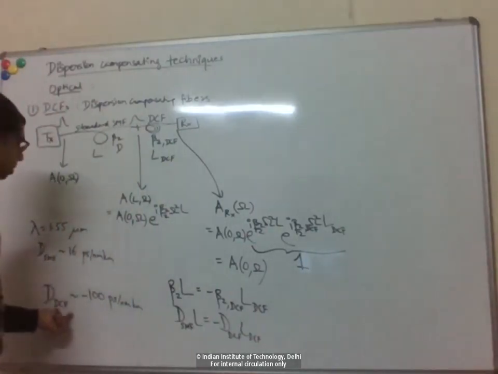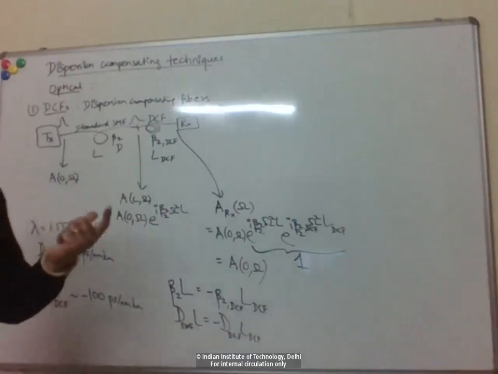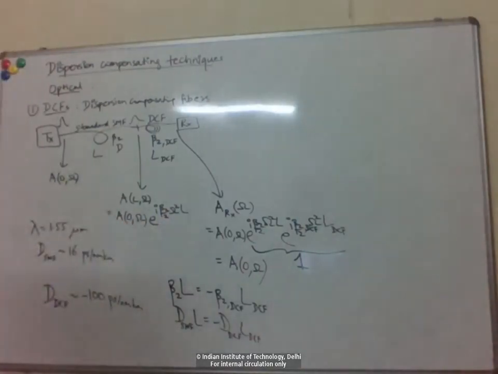These DCFs, because they have stringent requirements on the core side and the core cladding index difference, etc. Typically, they come with higher loss, right? So the standard single mode fiber, we know it's 0.2 dB per kilometer loss at this wavelength. DCFs typically have 4 to 5 times that loss.